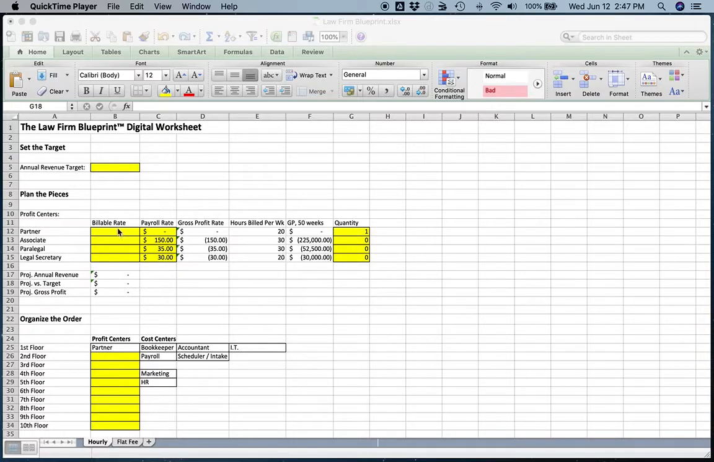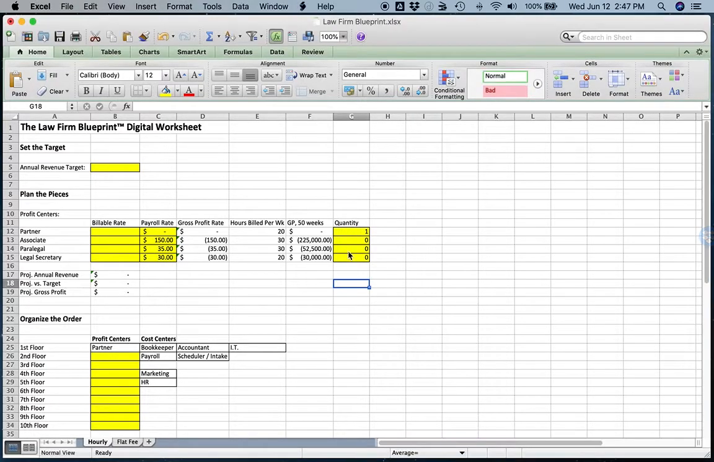So those are the different groups. For each group we have a billable rate, so how much they are charging clients for their work, and then the payroll rate, which is how much we actually have to pay them to do the work. The difference between the two is going to be the gross profit rate, which you don't need to put in. And then over here we have quantity, so how many of each of these roles you actually have in your firm.